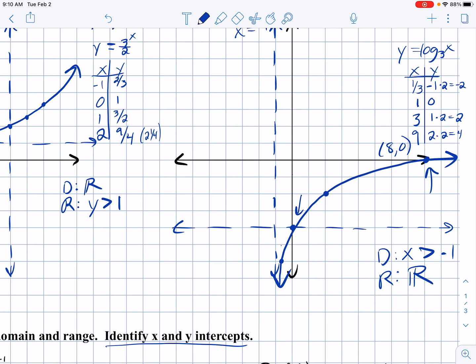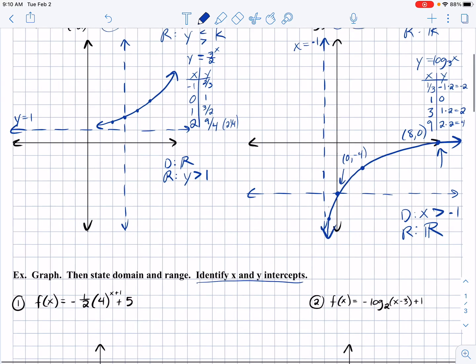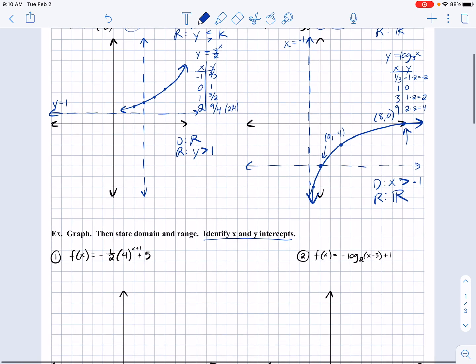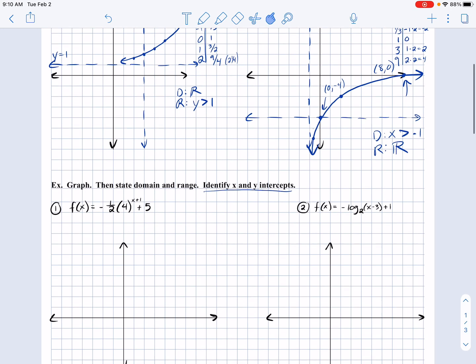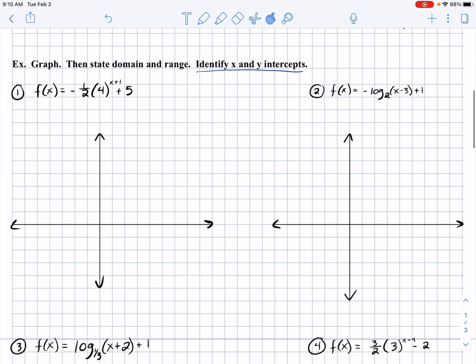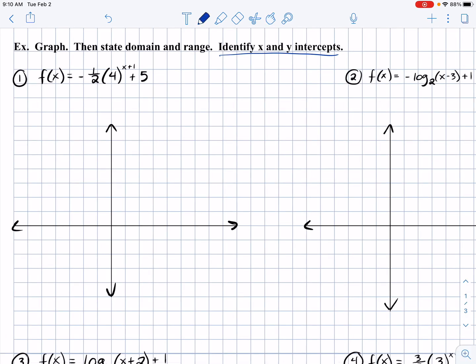0, or 1, 2, 3, 4. 0, negative 4. Okay. There'll be times where you don't see your graph crossing the xy axis, and we're going to solve algebraically for those intercepts. So that's what I'd like to do on this first example. Let's go ahead and we'll graph this first exponential function together, and then identify our x and y intercepts.